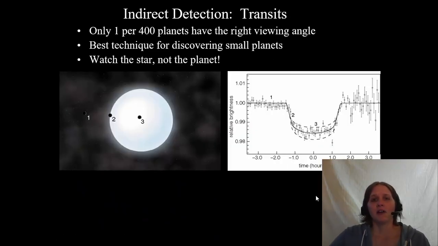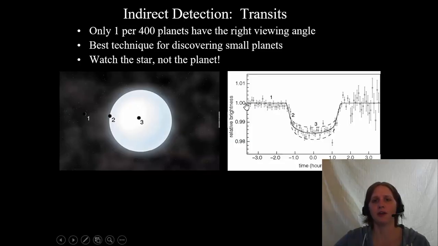The last method that we use for detecting planets is called the transit method. Again, this is indirect. You're watching the star, not the planet. Okay. And so the transit is when the planet passes in front of the star, and that's going to dim the star a little bit. It's going to block some of the starlight.